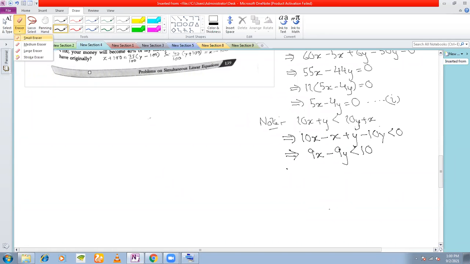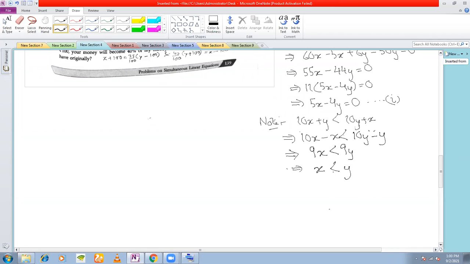Not less than 10, it's less than 0. That means, let me take y on the other side. You keep x on one side and you take y on the other side. So what do you get here? 9x is less than 9y. That means x is less than y.